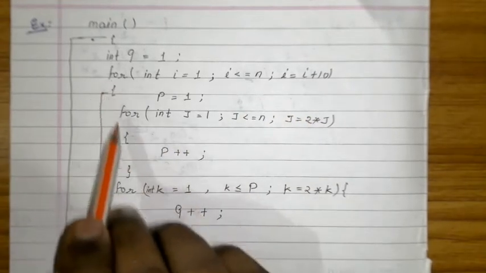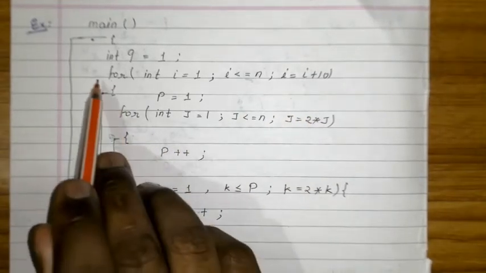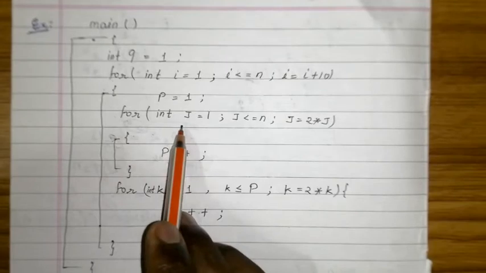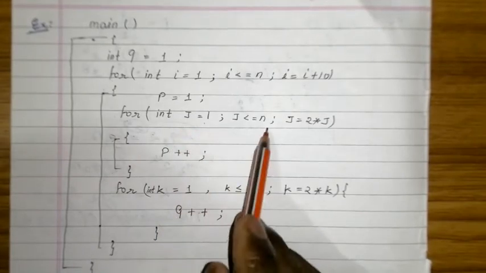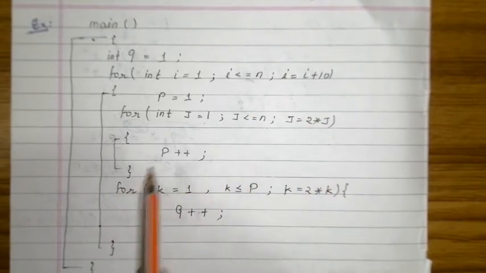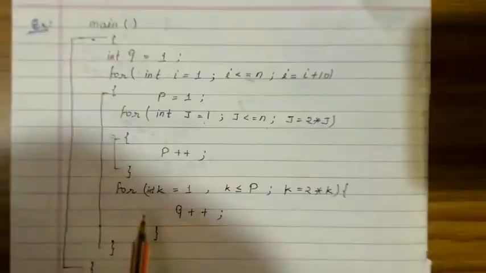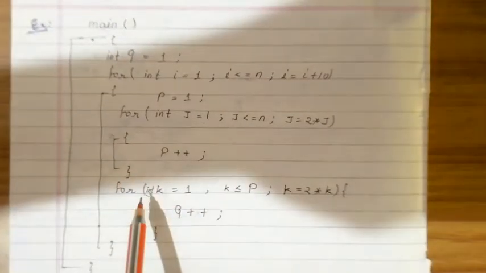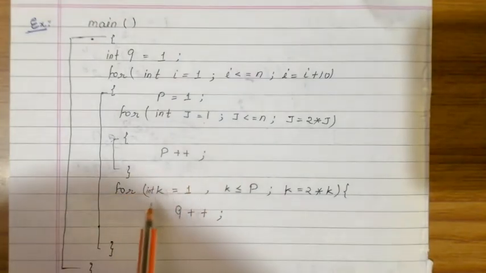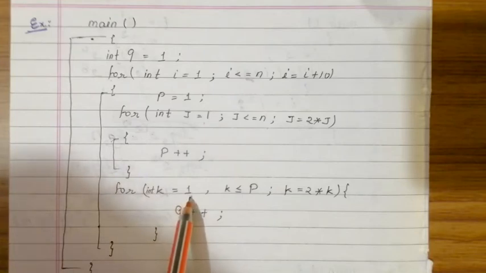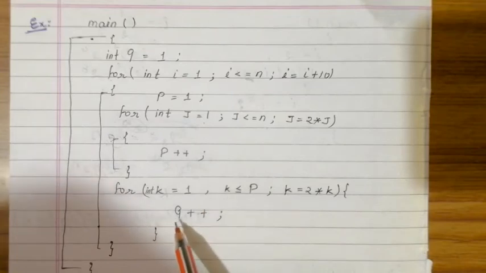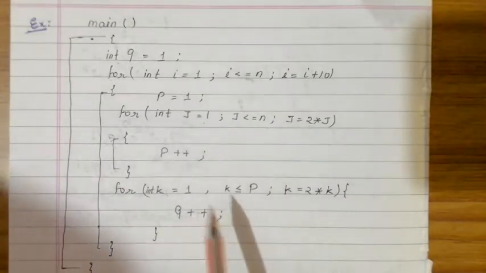And inside the for loop there are two more for loops, so there is one outer for loop and two inner for loops. In the first inner for loop, the j value will go from 1 to n and every time j is doubled with its previous value, and inside it p is incremented. Now you see the second inner for loop. The k value is initialized with 1, it will go up to n, every time k is doubled with its previous value, and the q value is incremented in this for loop.